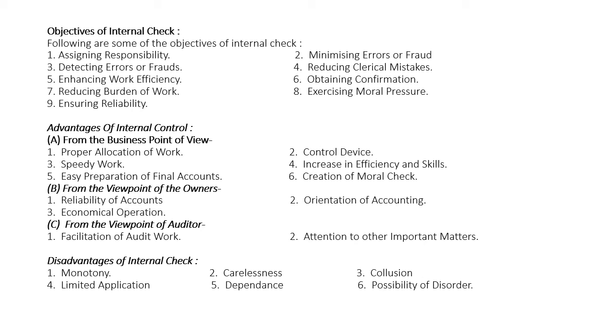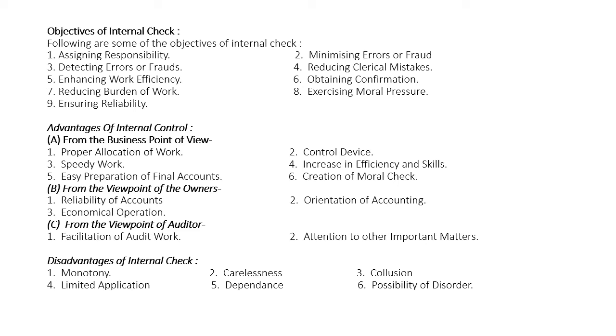The rational allocation of work among the different staff members of the organization brings precision, and thereby it is advantageous to the organization. Second is control device. The distribution of work under this system is such that it acts as a control device against unscrupulous employees. The chances of fraudulent manipulation are thus minimized due to the existence of this check. Third is speedy work. As the individual staff member is engaged in the same type of job for a considerable period of time, efficient performance of the activities and high speed of work is possible.